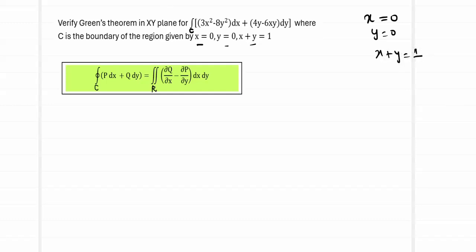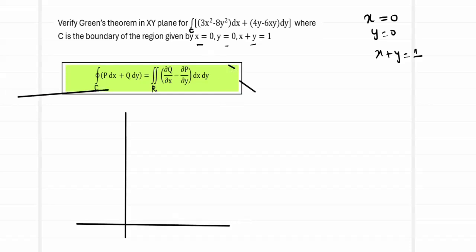Suppose we have the axes drawn, the y-axis as well as the x-axis. Now let us plot the lines. Which is my x equal to 0? My y-axis represents x equal to 0. And which is my y equal to 0? My x-axis represents y equal to 0. So first let me draw these two lines.